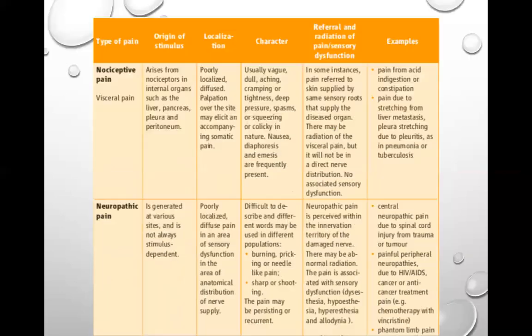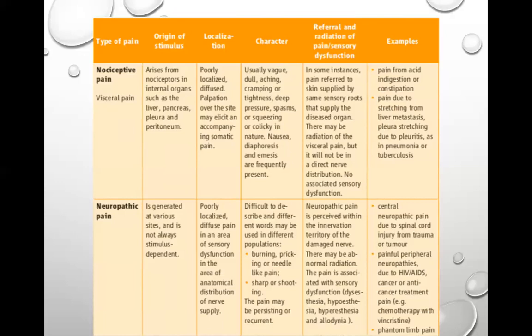There is then nociceptive pain, which is visceral type. This usually arises from the nociceptors of the internal organs like liver, pancreas, pleura, and peritoneum. It's poorly localized. Usually patients come in with a sort of radiating kind of pain. So it's pretty much diffused, but palpation over the site may elicit an accompanying somatic pain. Usually the character of this pain is vague, dull, aching, cramping, or tightness. It feels like there's deep pressure. It could be colicky.